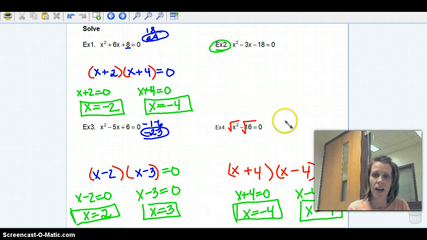Good deal. All right, I want you to try example 2. Hopefully you'll refresh your memory of factoring and then try to solve that quadratic equation. Good luck, it's your last unit. Make the most of it.